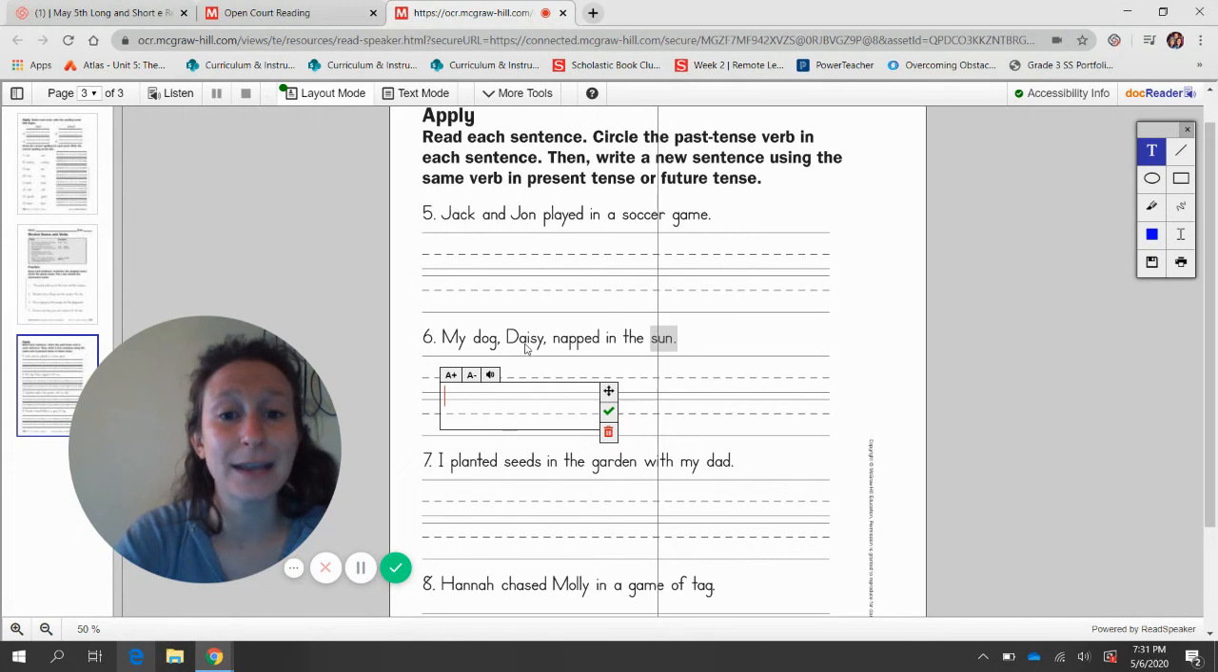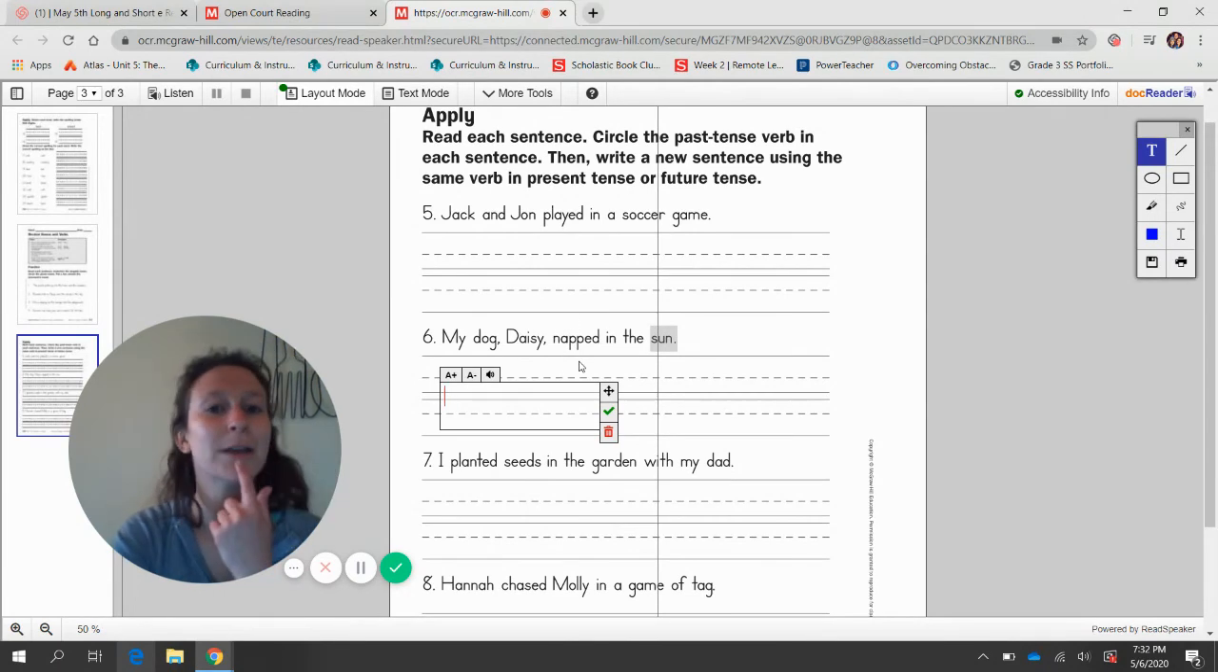My dog, Daisy, napped in the sun. All right. Do we know what our verb is? The action of napping, right? So it's napped. We're going to circle napped. And notice the way I'm saying that. Napped. I'm not saying napped or napped, right? I'm saying napped. So remember that ED can make that sound, right? All right. So I'm going to actually make this happening right now. So in the present tense.